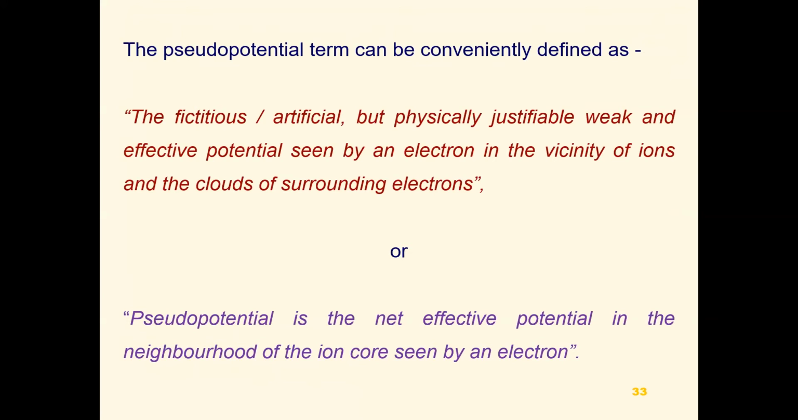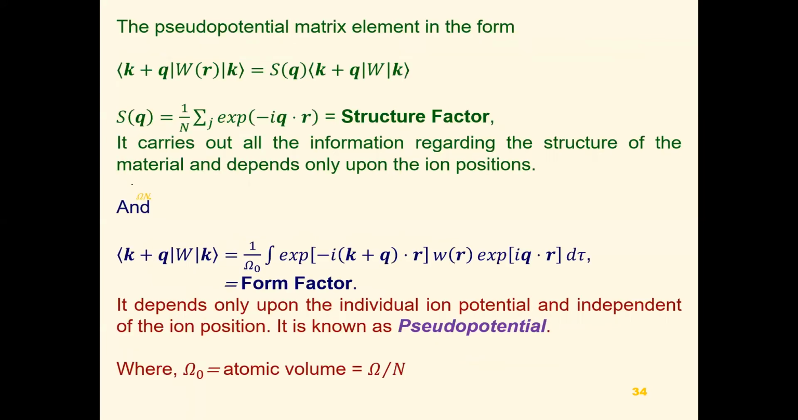So the pseudopotential term can be conveniently defined as the fictitious or artificial but physically justifiable weak and effective potential seen by an electron in the vicinity of the ions and the clouds of the surrounding electrons. Or you can say that the pseudopotential is nothing but the net effective potential in the neighborhood of the ion core seen by electrons. So the pseudopotential matrix element is represented in the following form.